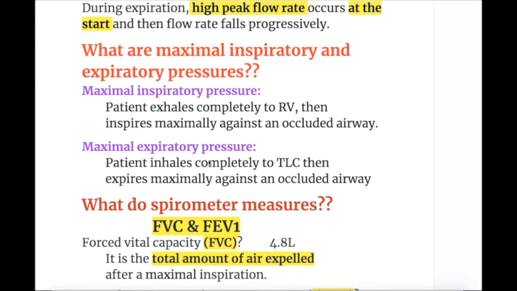What are maximal inspiratory and expiratory pressures? Number 1, maximal inspiratory pressure: the patient exhales completely to residual volume level, RV level, and then inspires maximally against an occluded airway. Number 2, maximal expiratory pressure: the patient inhales completely to TLC level, total lung capacity level, and then expires maximally against an occluded airway.